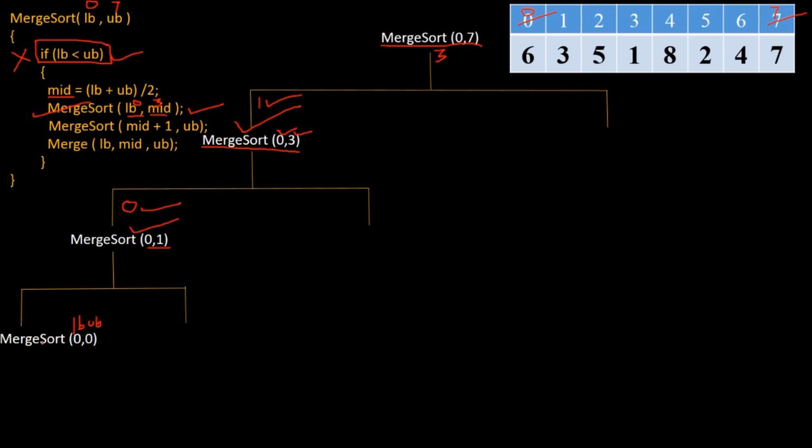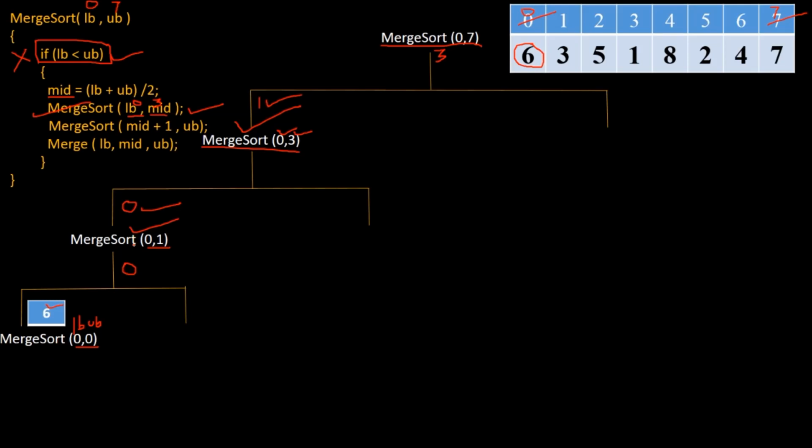After the returning of this function, what did we get? Here the mid value is 0, so I am writing 0. After the completion of this function, we got the smallest element at 0 0. What is the smallest element at 0 0? It is 6. If you want to see, check here, the element at index number 0 is 6. Got it? After that, this merge sort is complete.